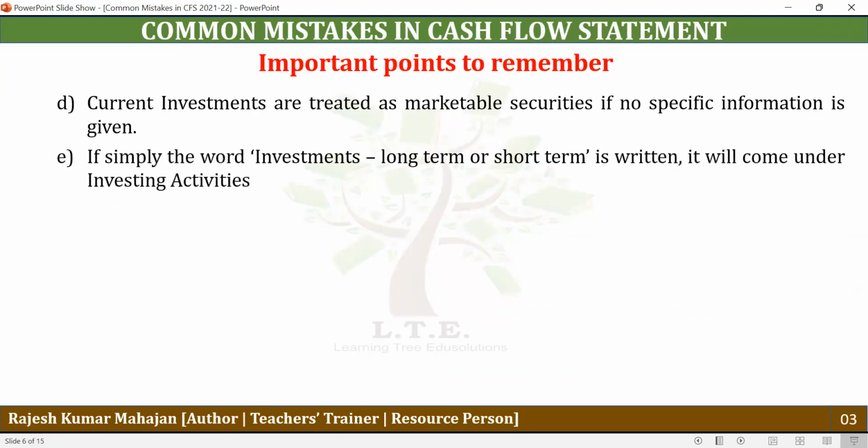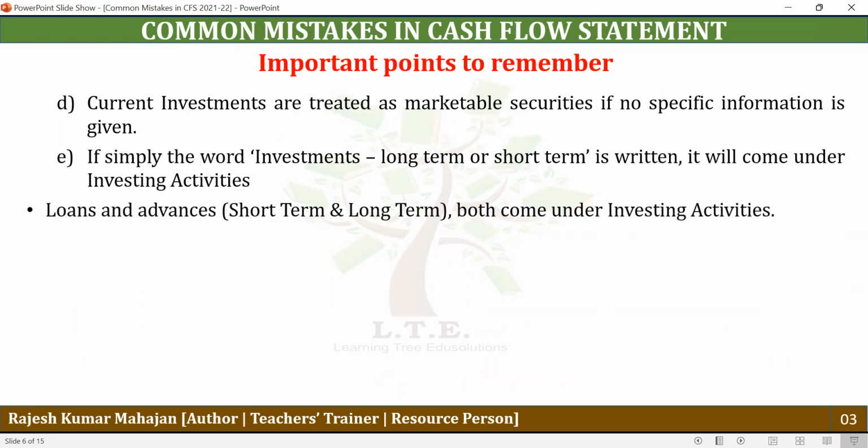Number one, current investments are treated as marketable securities if no specific information is given, basically as per the CBSE syllabus. So if current investments are given in the question and nothing is mentioned about its nature, whether its period is less than 3 months or more than 3 months, then it will be considered as marketable securities. And a marketable security is a part of the cash equivalent. So it means the marketable securities are those current assets which have the maturity period of 3 months or less.